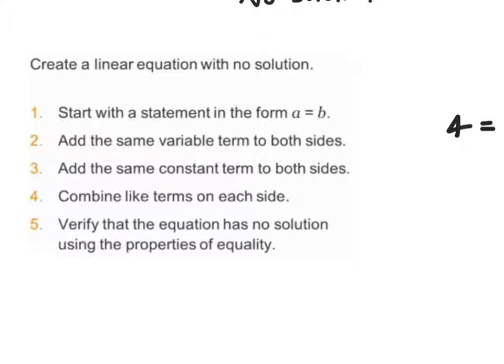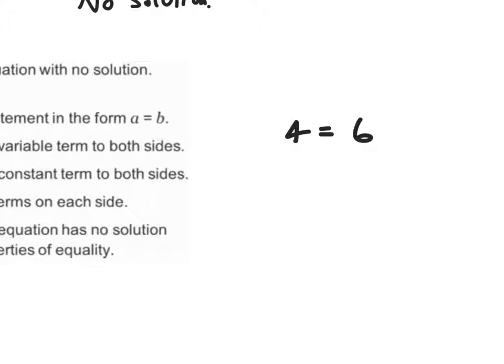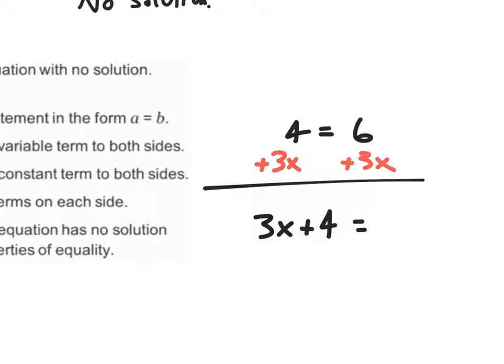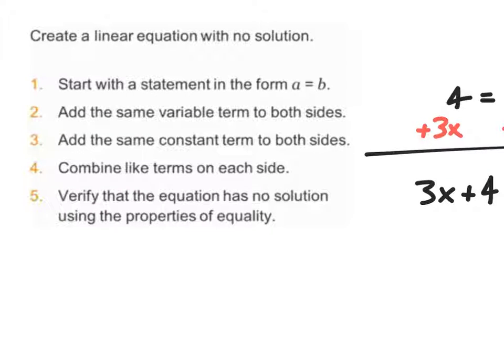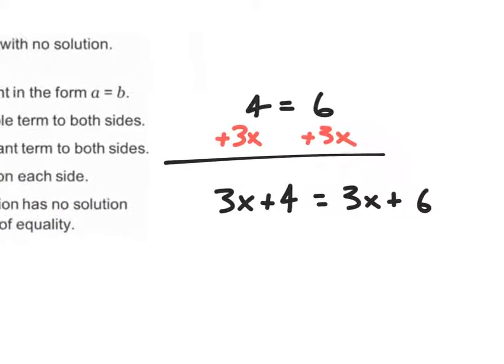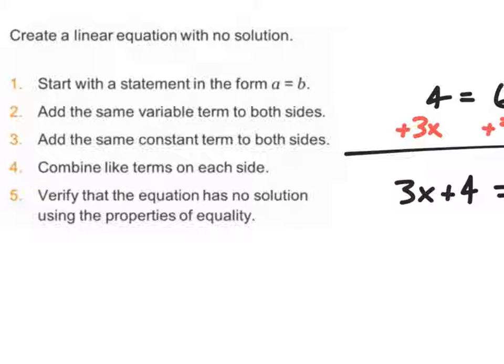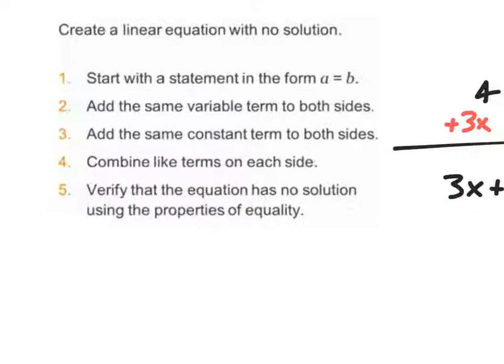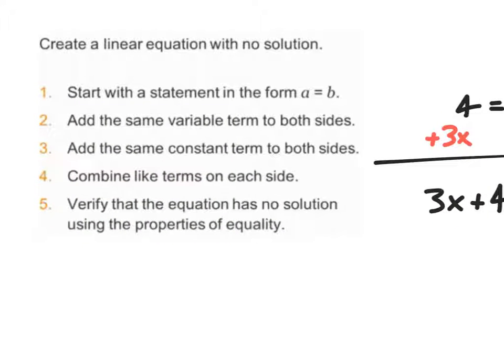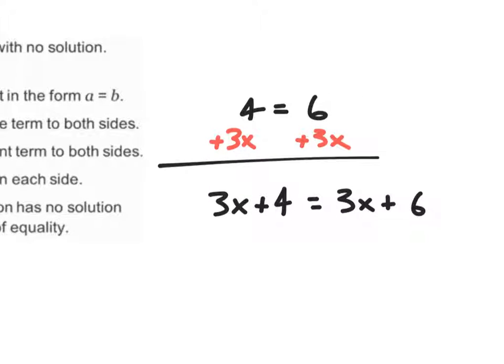Now, I'm going to add the same variable term to both sides. I'm going to add, I don't know, 3x to both sides. And so what we end up getting over here is 3x plus 4 is equal to 3x plus 6. And then we're going to add the same constant term to both sides. So essentially from here, you have created an equation like that.